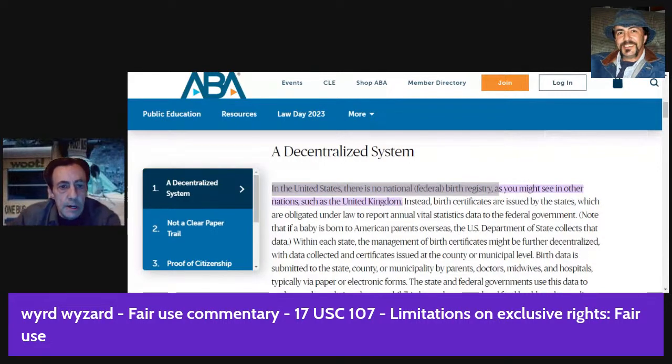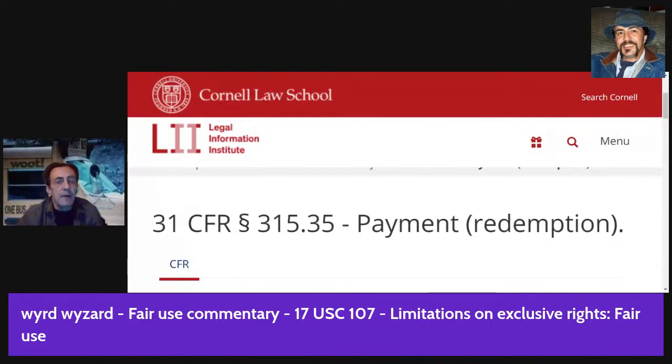The next one we're going to discuss is in regards to the payment that I've been speaking about, that of these government officials and corporations and people want and demand. And it's known as payment redemption. It means the same thing.